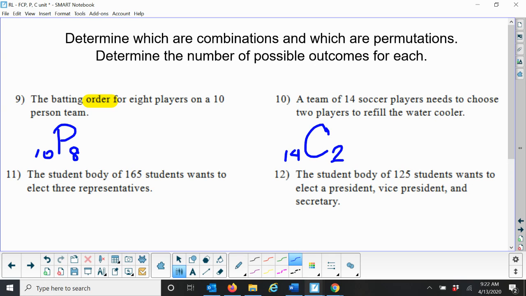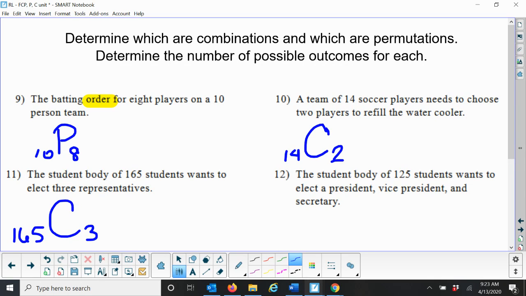For number 11, the student body of 165 students wants to elect 3 representatives, and I need to figure out if the order that I pick, or that we elect, these students matters. Does it change their job or what they're doing? In this case, all 3 of them that we pick are going to be representatives. They're going to have the same title, and therefore that makes this a combination. And I've got 165 students to pick from, and there are only 3 spots for representatives, so 165C3.